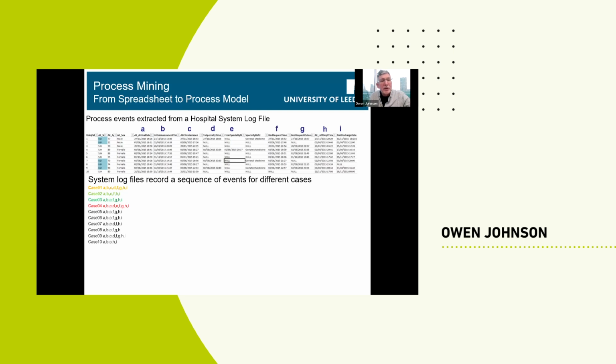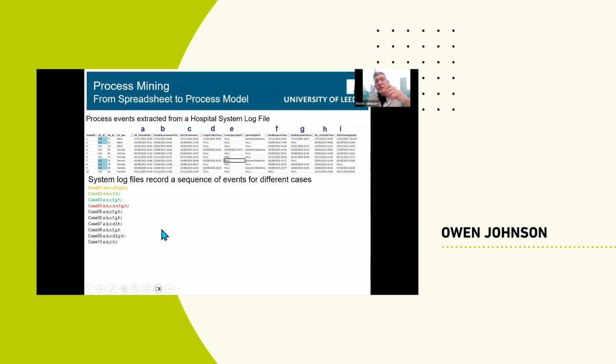Now, if I look at the first patient, I can see that the trace of the first patient is that they do A, B, C, D, but not E. They do F, G, H, and I. If I look at the trace of the second patient, I can see that it was just slightly different. The trace of the third patient is slightly different again.